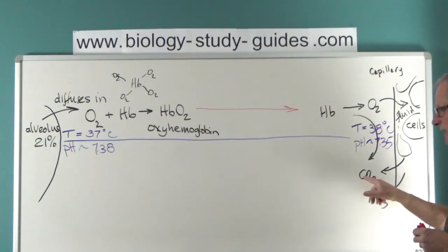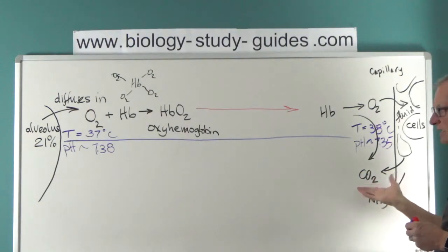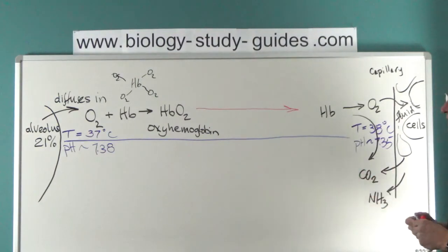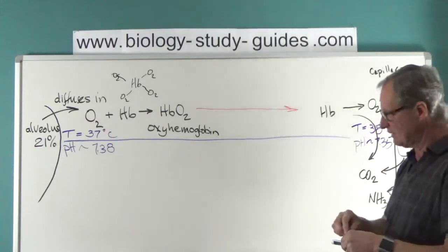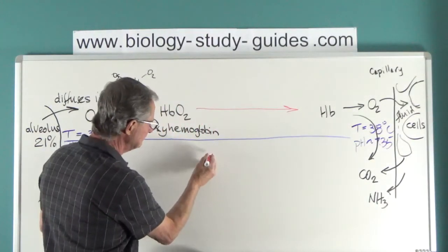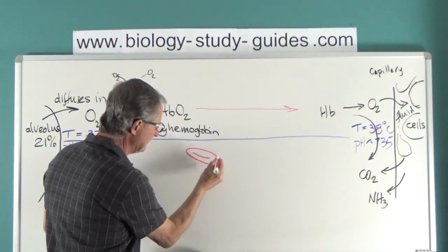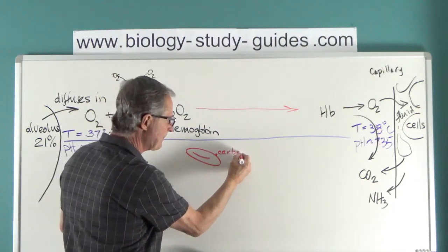Carbon dioxide is not a very safe thing to transport in the blood in this fashion. There's an enzyme present on red blood cells. I'll represent a red blood cell like this. That enzyme is carbonic anhydrase.